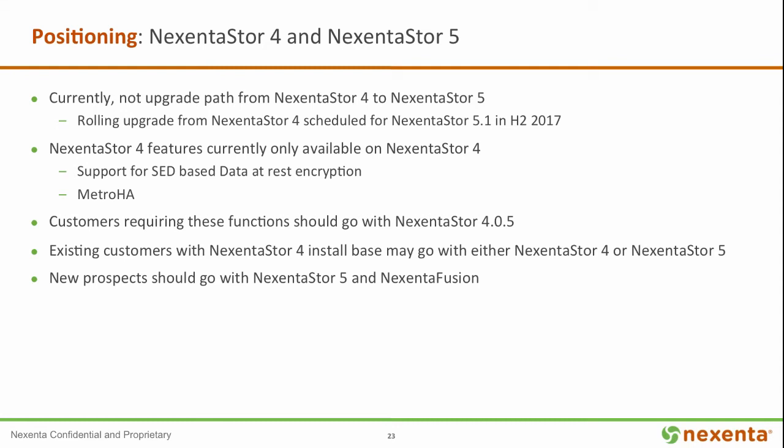Most new customers should be looking to 5, obviously, and that's what we'd expect to see happen. Existing customers on 4 may stick to 4, and customers that have specific requirements on features not yet supported on 5.0, like Metro HA or data trust encryption, should go to 4.0 to get this functionality.